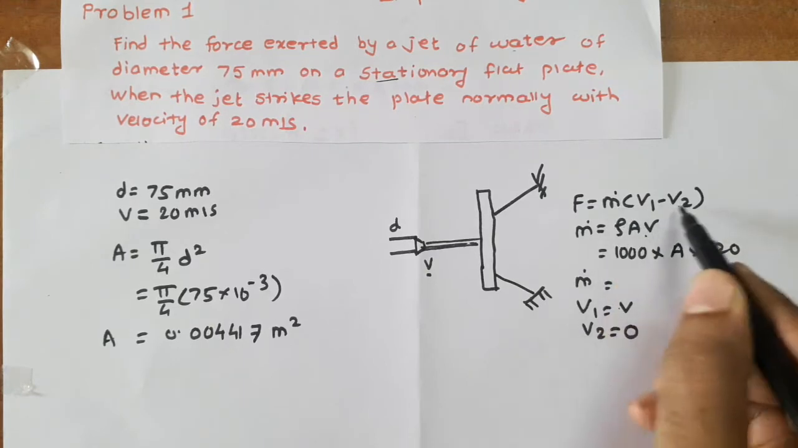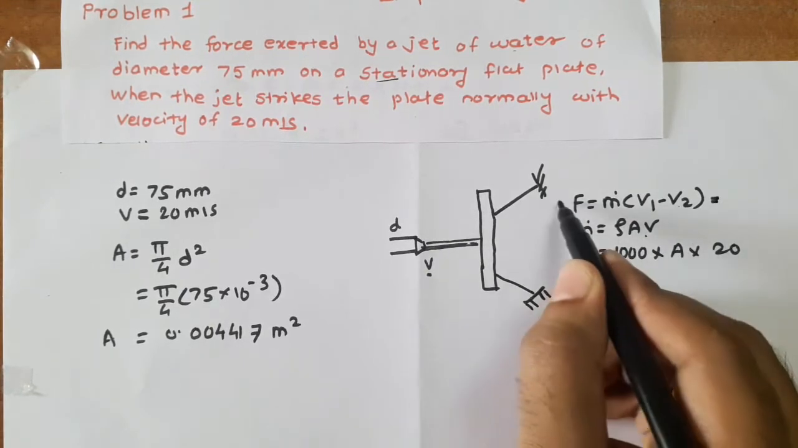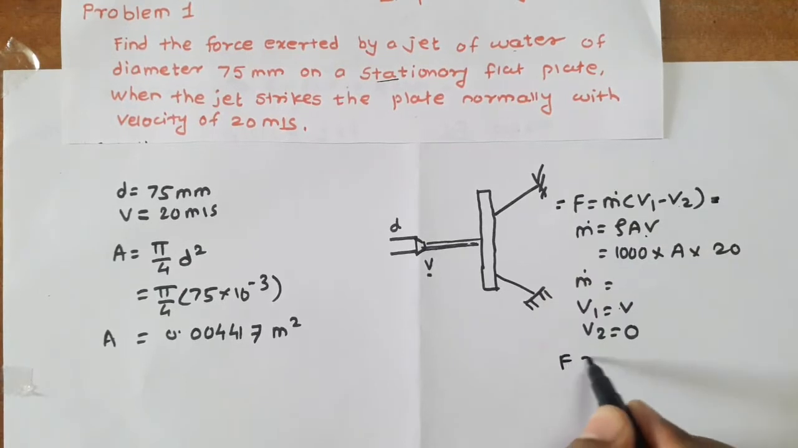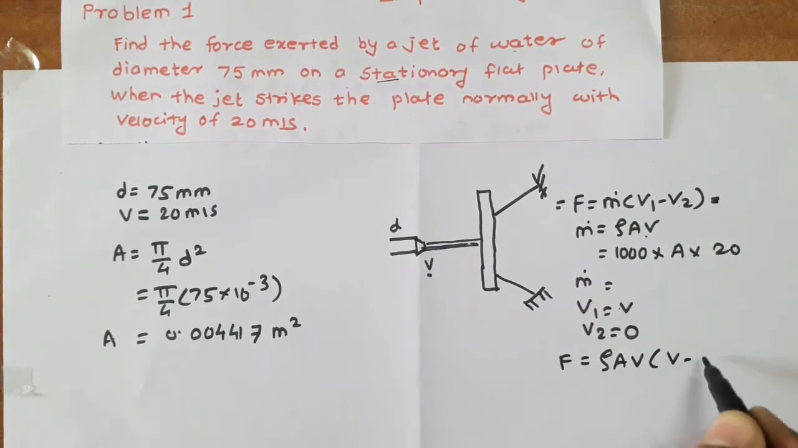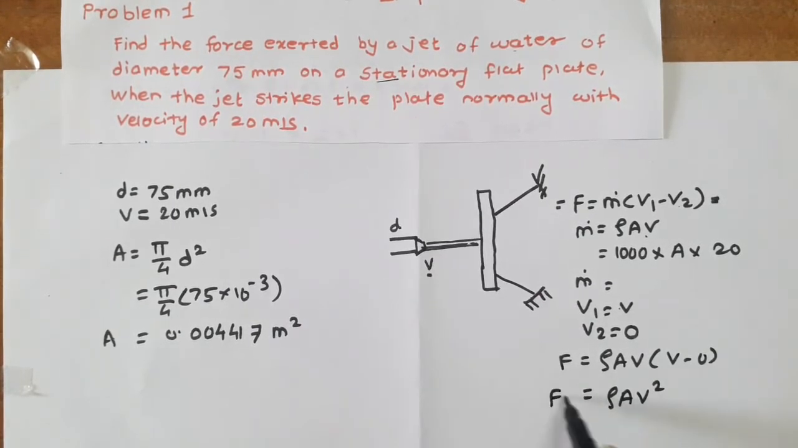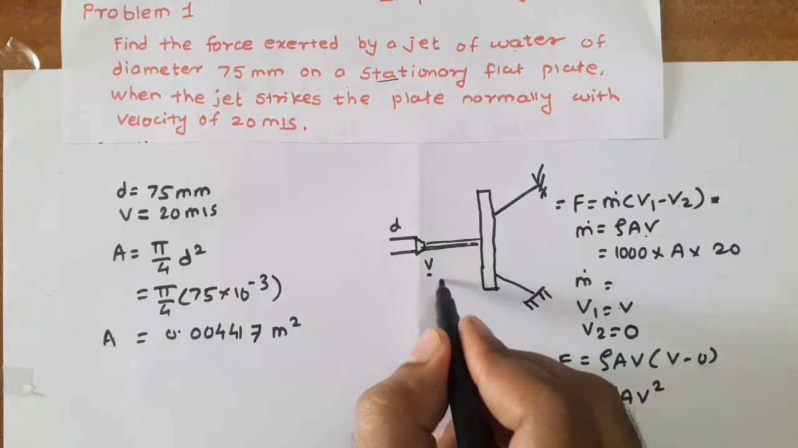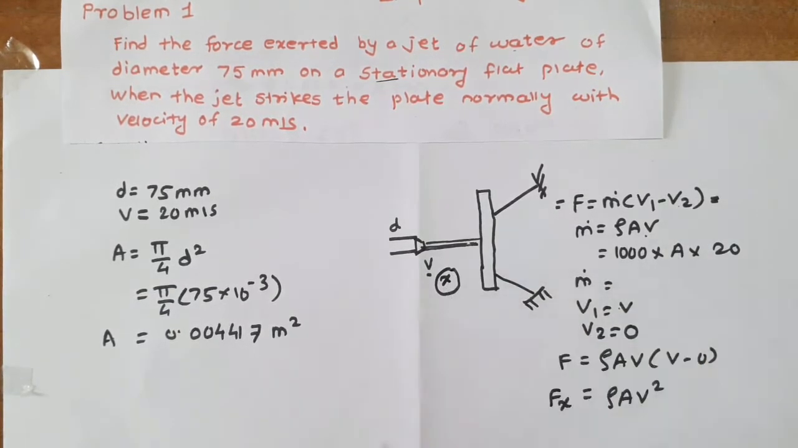So put rho A V value and v1, v2 values in this equation. This equation is known as impulse momentum equation. So F is equal to rho A V into (v minus 0). So we will get rho A v square. It is the Fx force, or normal force, because this direction is considered as x or normal.